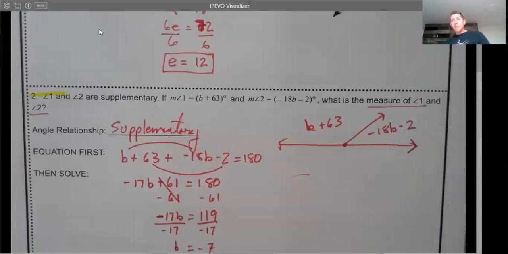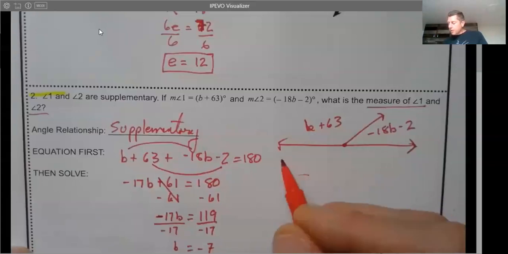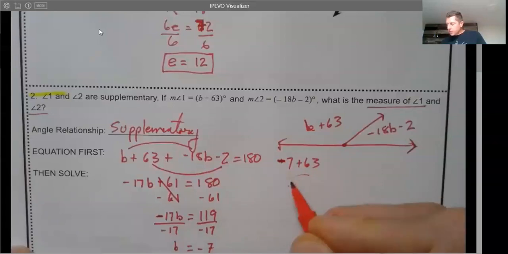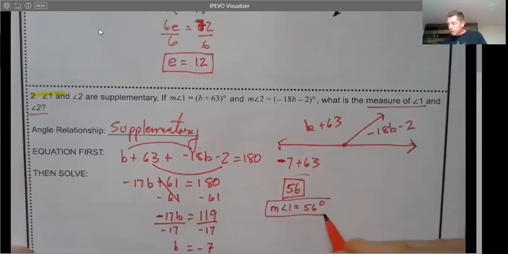Okay, now be careful because we're not done here, right? What we need to do is take this b and plug it back into here and in here. So we got negative 7 plus 63. That's going to be a positive 56. Oops, I shouldn't put my box around that because the measure of angle 1 is equal to 56 degrees. There's my final answer. Got to write it correctly.